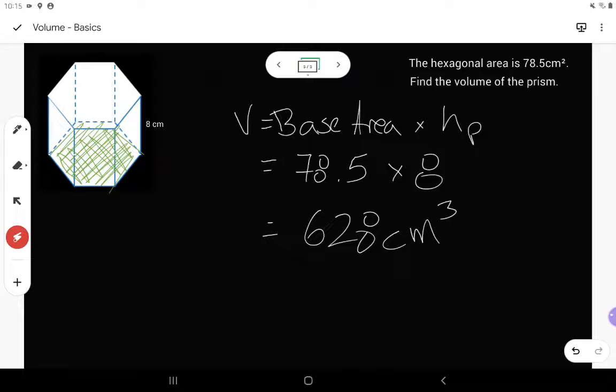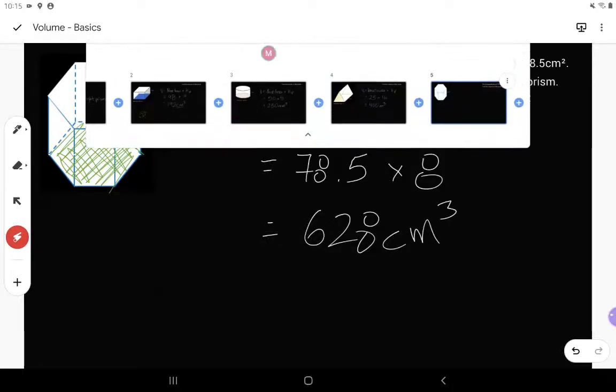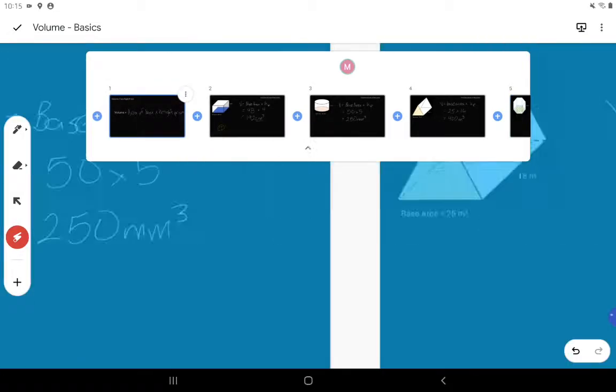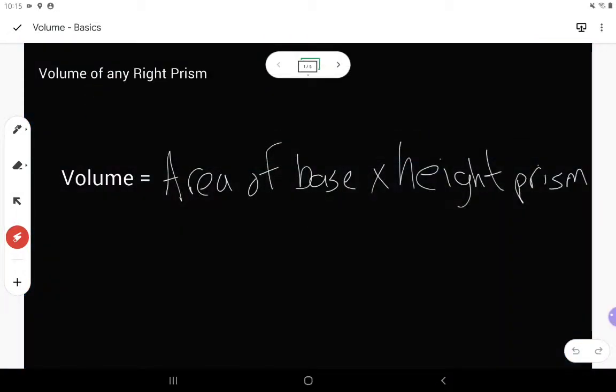That's really the basics of volume. It is that simple. So all your questions this week literally are: take the area of the base, multiply it by the height of the prism. And we'll start off where I'm probably going to give you the area of the base for all of them, and we'll make it harder next week.